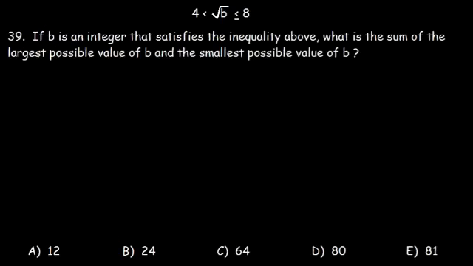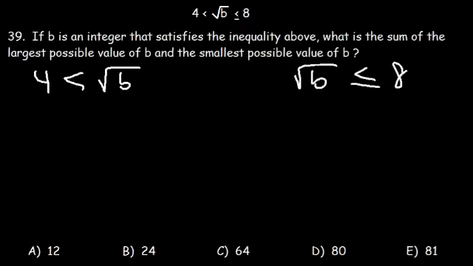39. If B is an integer that satisfies the inequality above, what is the sum of the largest possible value of B and the smallest possible value of B? So to get the smallest possible value of b, we can use this equation. 4 is less than the square root of b. And to find the largest possible value of b, we can solve this equation. The square root of b is at most 8.